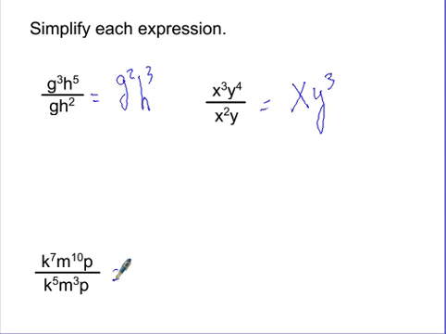And then let's get this guy worked out. k to the 7th over k to the 5th would be k to the 2nd, and then next is m to the 7th, and then that's it. The p's cancel out, right? Okay. I don't know what else to say about that.